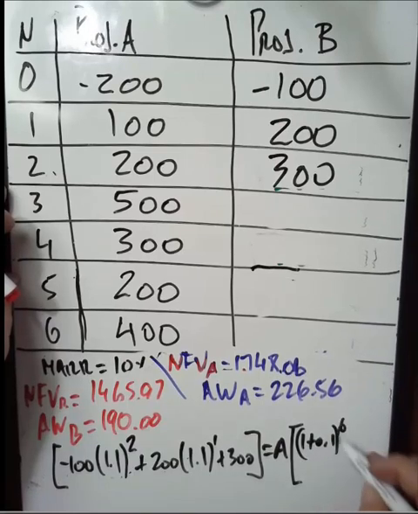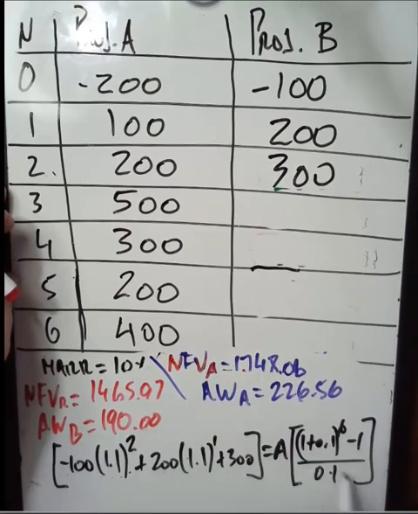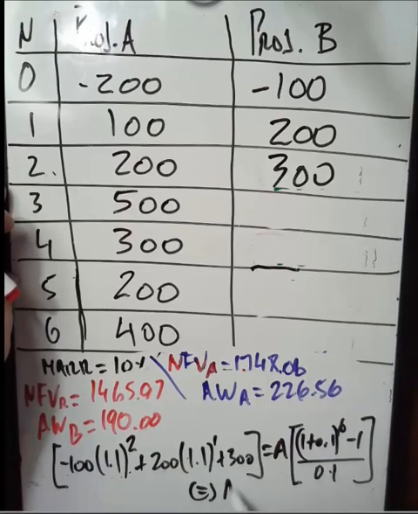What is the annuity given the 10%, 6 years, the annuity formula, right, given the future value? You will find this to be 190.